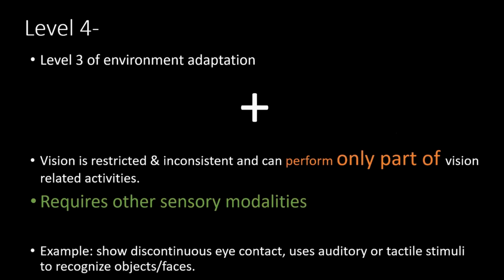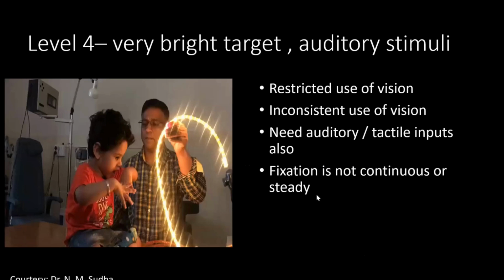Level 4. It includes level 3 environment adaptation and modifications, but the vision is restricted and it is inconsistent. That means the child can perform only part of the vision related activities and also requires other sensory modalities. For example, the child shows discontinuous eye contact, uses auditory or tactile stimuli to recognize objects or faces. So I would give you an example. This video is being provided by Dr. N.M. Sudha.